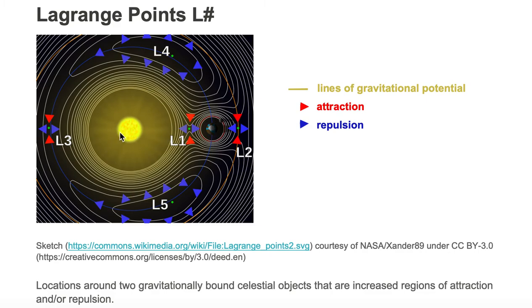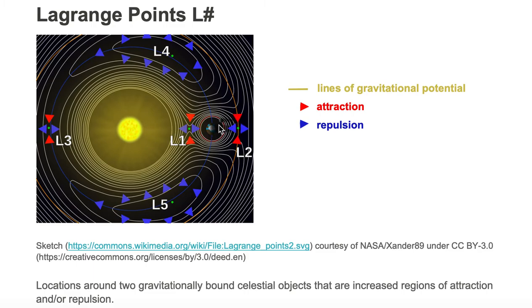Now, because we have two bodies that are gravitationally attracted to each other, there's going to be points where they're going to be really attracted and repulsed at the same time. And they make these very stable positions. One of them is the Lagrange point 1, which is on the Sun side of the Earth. So it's on the side that's between the Sun and the Earth, or it's on the Sun side.